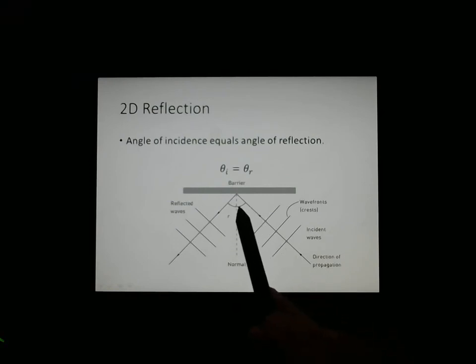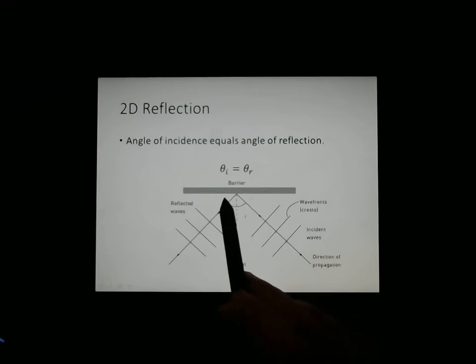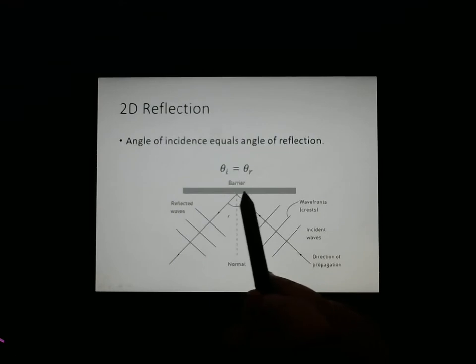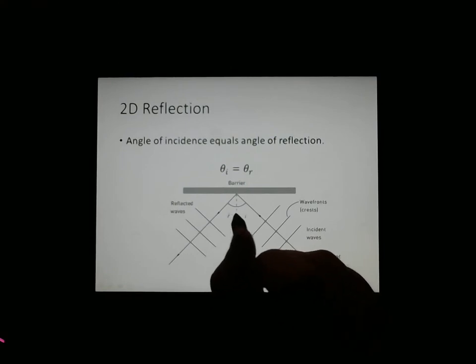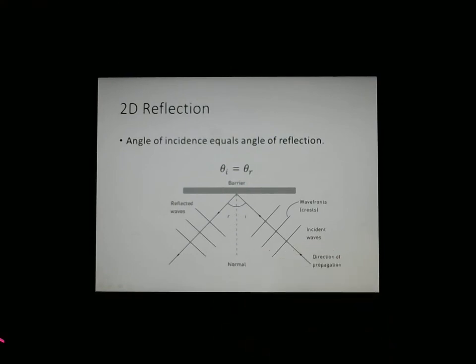Theta I is this angle here from the normal, the perpendicular line out of the wall. Same with theta R. It's not these ones, even though they are equal, they are only equal because it's flat. If this was curved, the bits on this side would not necessarily be equal. But these two, these internal angles off the normal, will always be equal.